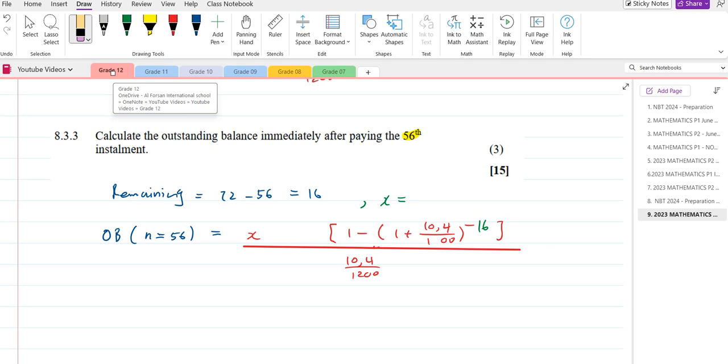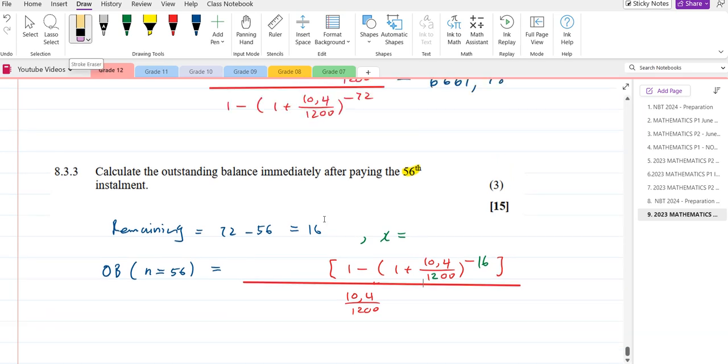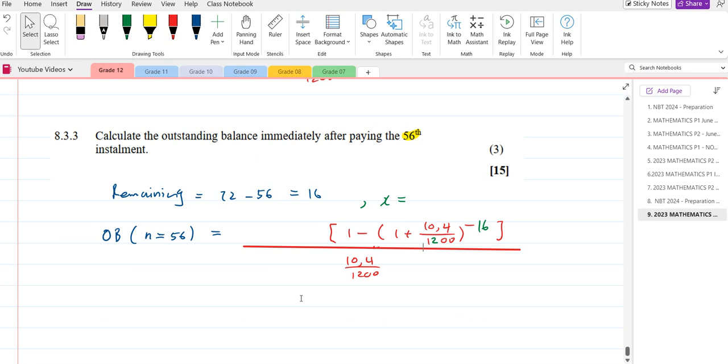One minus (1 plus 10.4 over 1200), right? And the value of x was 6,661.78. Right, and we get the outstanding balance amount. So simple, right?